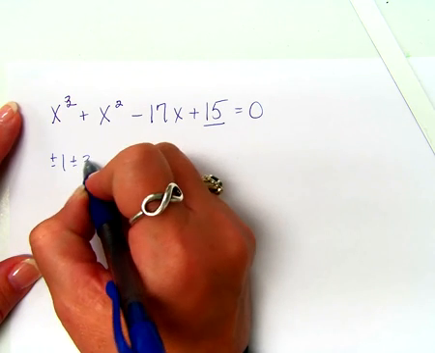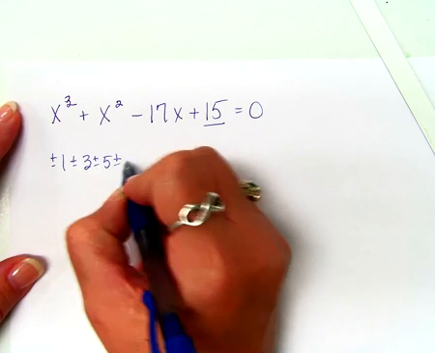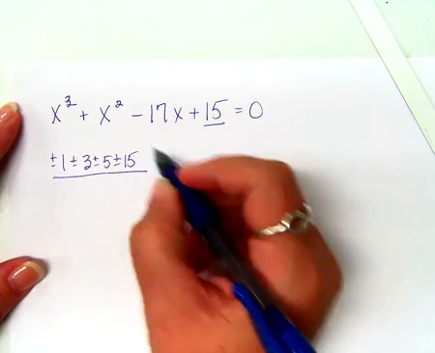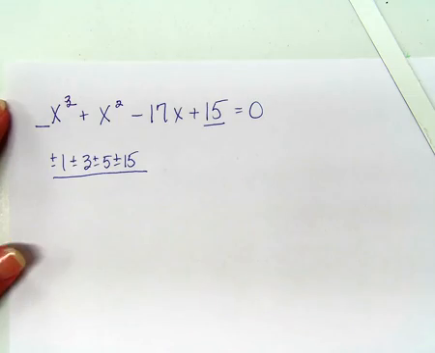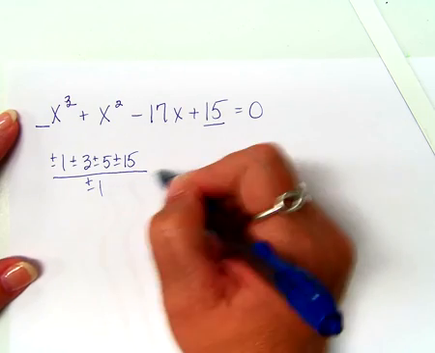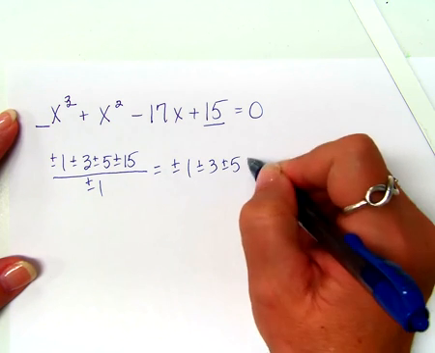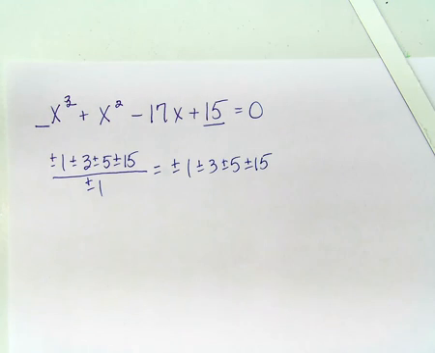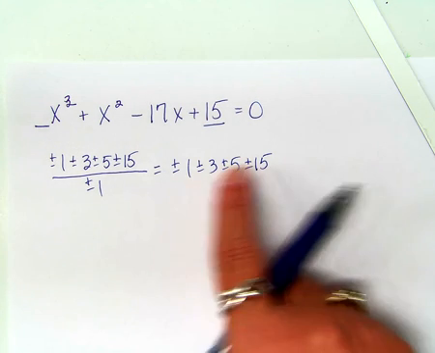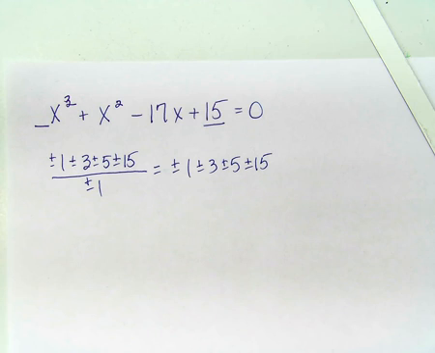1, 3, 5, and 15. What are the factors of 1? Oh, excellent. So that gives me 1, 3, 5, and 15. How many options do I have to try this time? Only 8. I know it only looks like 4, but remember we have the positive and the negative of each one, right? Where do you want to start?